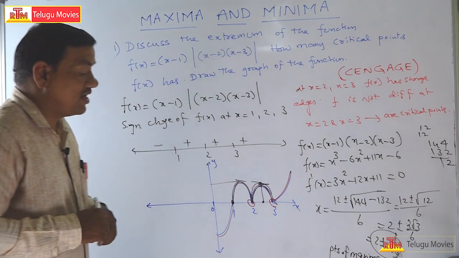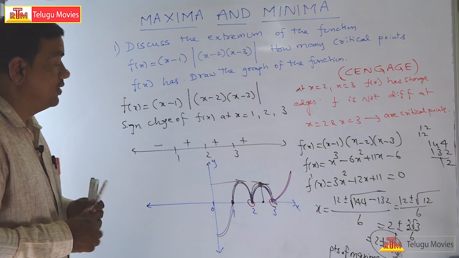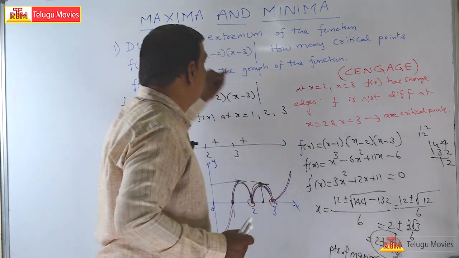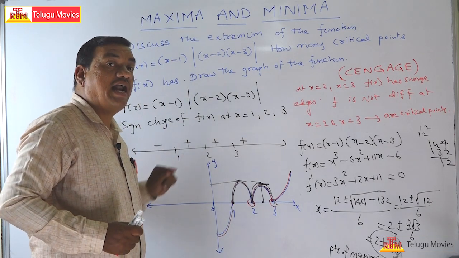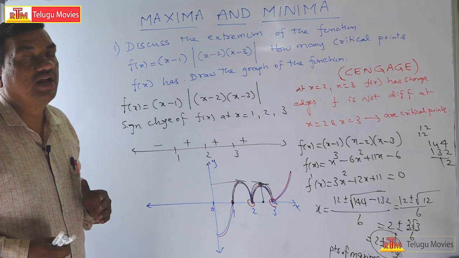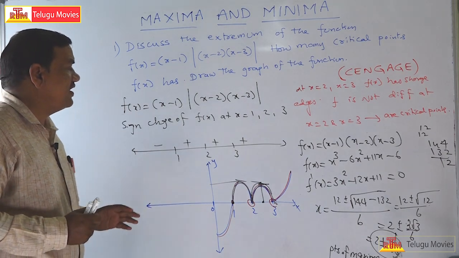So, understand this. To get the maximum value, substitute 2 plus 1 by root 3 and 2 minus 1 by root 3 here. You substitute here, and whichever you get, that will be your final answer. Okay now, right. So, this is a very, very easy problem.